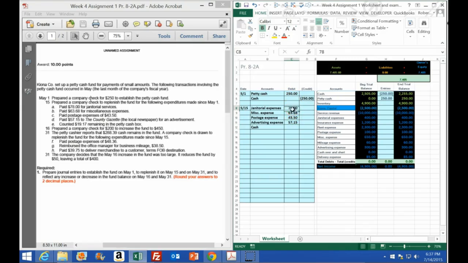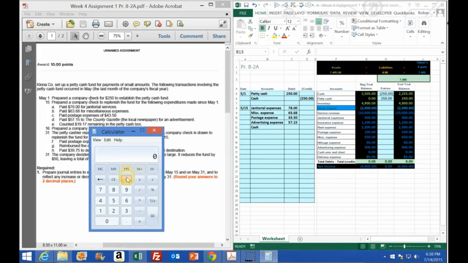But the question is, do these add up to the 250? We're going to credit cash and we're going to debit these expenses, replenishing the petty cash account for this amount. But if we add these up, they add up to this amount, and we're saying that the amount counted in petty cash was $19.17 remaining in the petty cash. Therefore, if we want to bring the petty cash back up to the original 250, we would have to do the calculation here. We're going to say, well, petty cash needs to be at 250, and we're looking at petty cash and it's only got 19.17 in it.